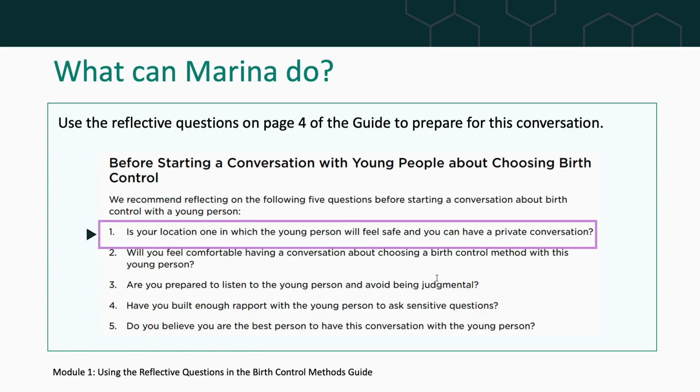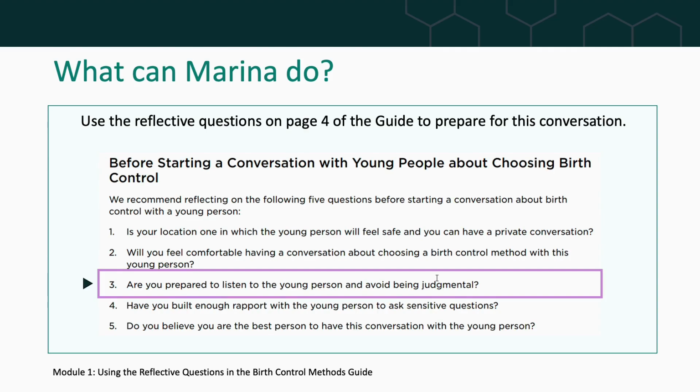Marina can start by using the reflective questions on page 4 of the Birth Control Methods Guide to prepare for the conversation with Julia. For example, she can think about whether Julia will feel safe and whether their privacy will be protected in the physical or virtual space where they will have the conversation.